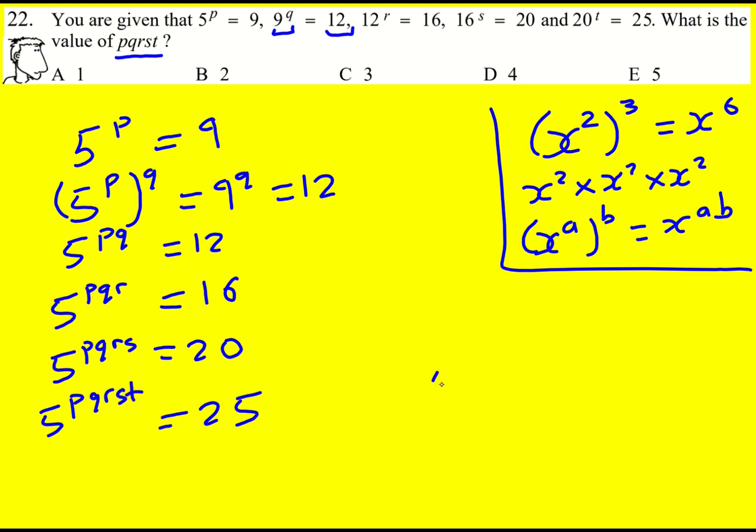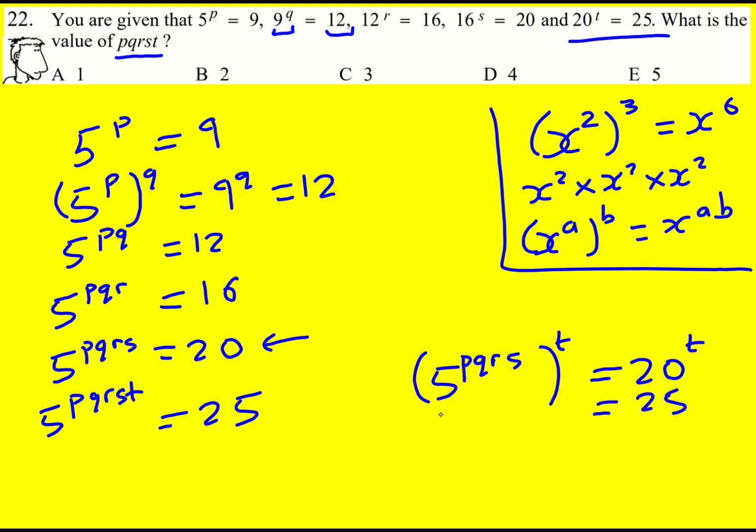Let me just clarify, explain this one in a little bit more detail. I tried to, hopefully I did it earlier on enough. So I'm basically saying, right, because this is true, I can just raise the left-hand side to the power of t and the right-hand side to the power of t. But this is equal to 25. We're told that right here. And this on the left-hand side just becomes 5 to the pqrst. So that's how I got to here.